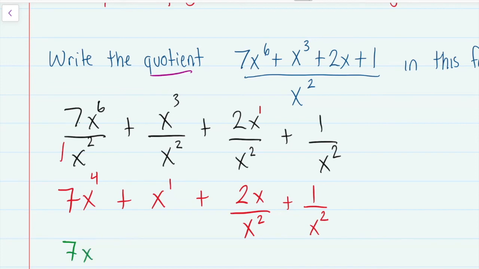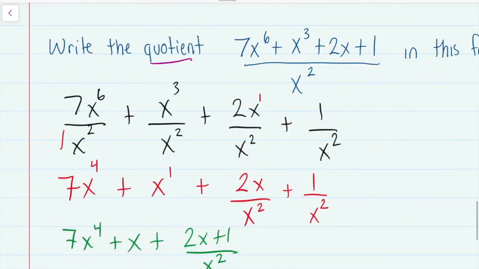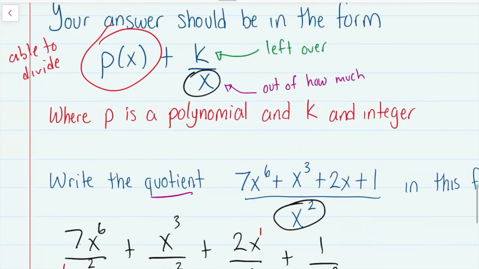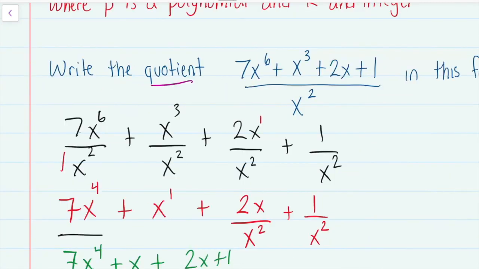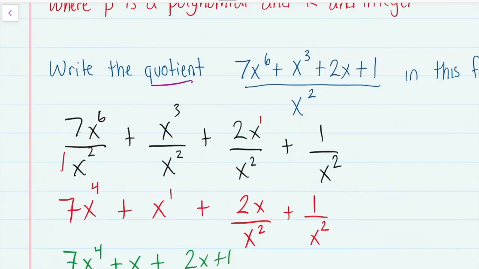So, that's 7x to the 4th power plus x. Notice this has the same denominator, so we can actually just put them together. Plus 2x plus 1 over x squared. This is your leftover, like we said, leftover. This is what you were dividing by, which is at the bottom. And this was what you were able to divide, you see? And once you submit that online on the homework, it'll accept it. And that's how you do it.